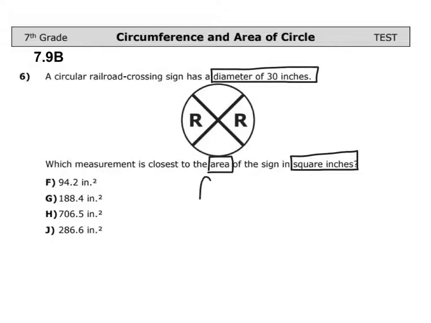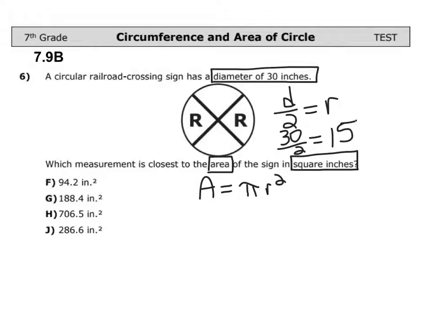So we're going to use the formula area equals pi radius squared. Now they did give us diameter, and remember we need to find radius. In order for me to find radius, I will need to divide diameter by 2. So that's 30 divided by 2, which gives me 15. So that means radius is 15, and we're going to use 15 to solve this problem.